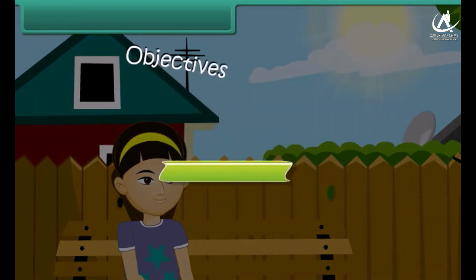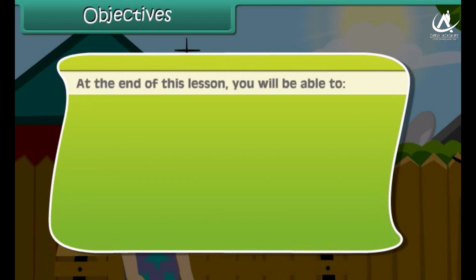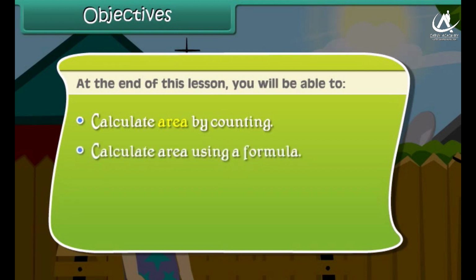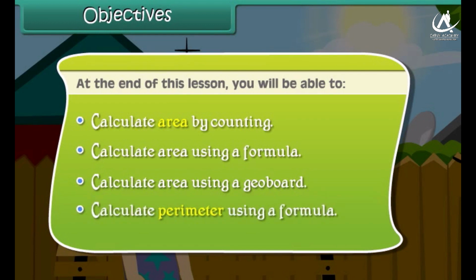Objectives. At the end of this lesson, you'll be able to calculate area by counting, calculate area using a formula, calculate area using a geoboard, calculate perimeter using a formula.